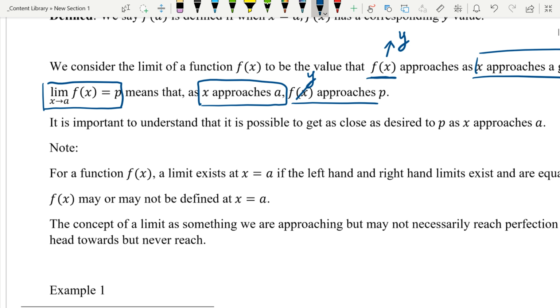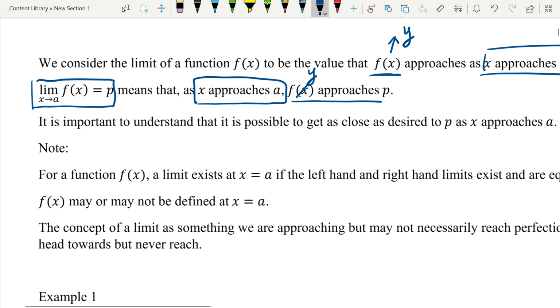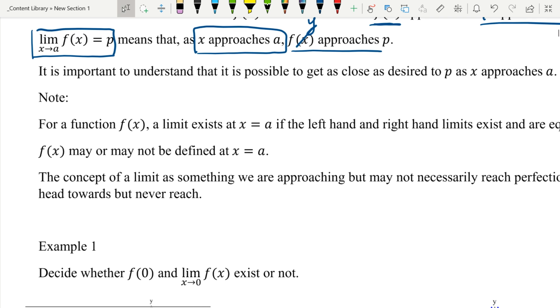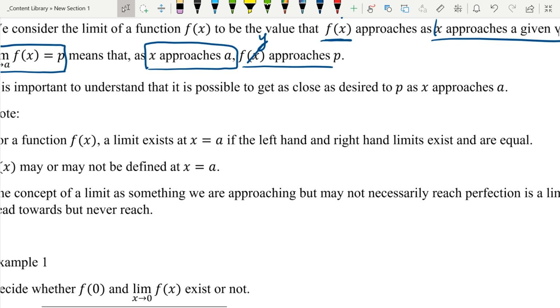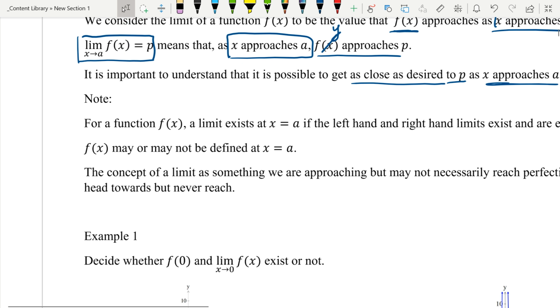Try to learn that now because you will learn this anyway in year 12, and it's a very important concept. So the limit as x approaches a of f(x) means for the function f(x), when x approaches the value a, the y value will approach p. It is important to understand that it's possible to get as close as desired to p when x approaches a. So I'm getting very, very close to that value a, but I'm not actually stepping onto it. I'm not actually taking that value. I'm just going closer and closer to that value.